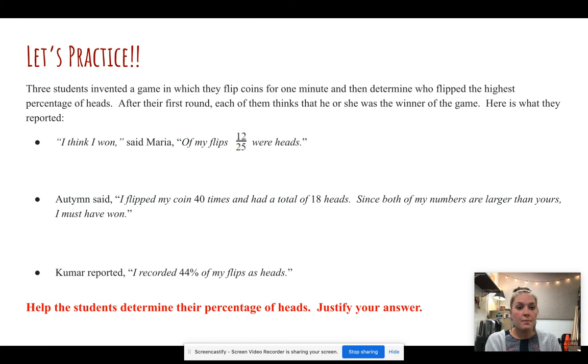Here's a practice problem. There are 3 students who invented a game in which they flip coins for 1 minute to determine who flipped the highest percentage of heads. After their first round, each of them thinks that they are the winner of the game. And here's what they reported.